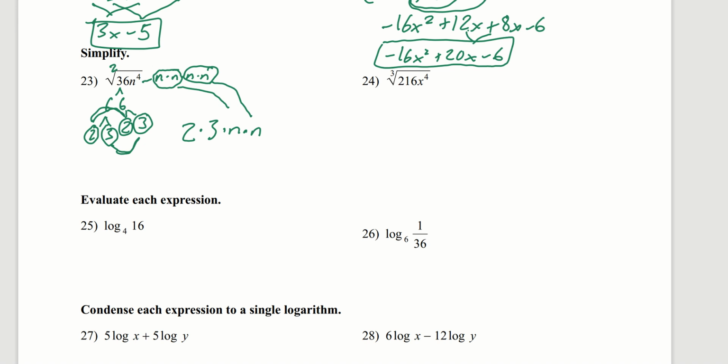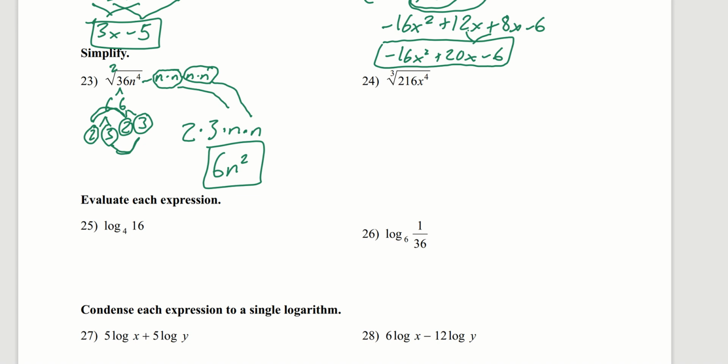So what do I get when I do this final multiplication? I have 2 times 3, which is 6. And I have n times n, which is n squared. So final answer would be 6n squared. All right, next one here, the cube root of 216x to the fourth.